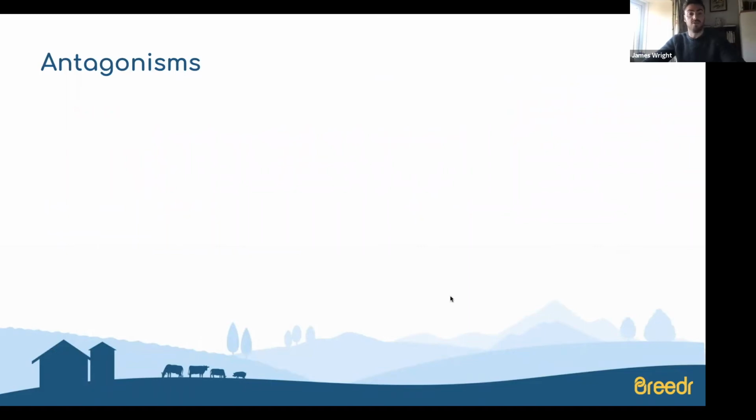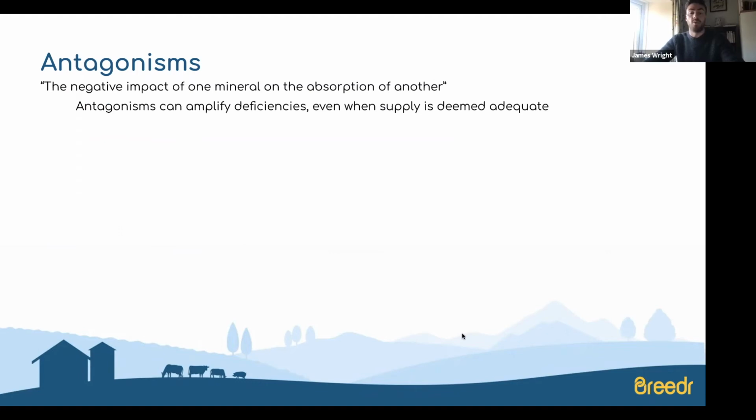I just wanted to talk now about antagonisms. An antagonism is the negative impact of one mineral on the absorption of another. So what we tend to find is, even if you think you are supplying a particular mineral in adequate quantities, if you've got the presence of another mineral, then that will block the uptake of that mineral, and it can effectively look like you're not supplying enough of it when actually you are. It's the impact of this other mineral.